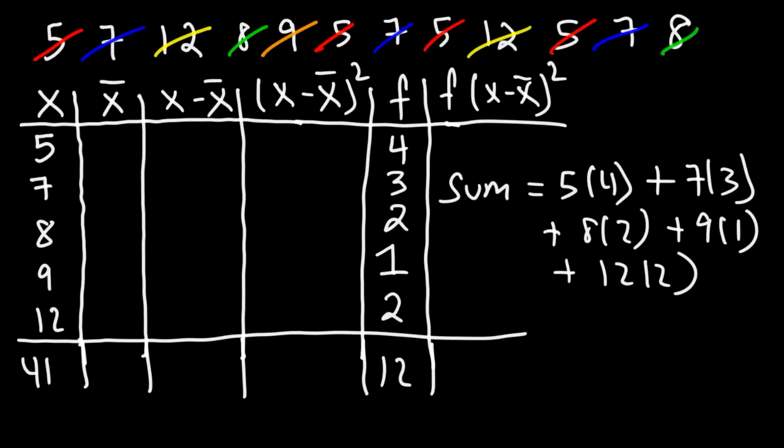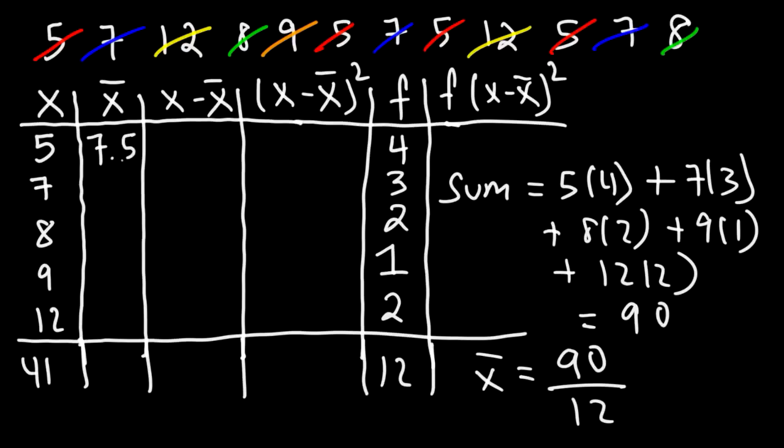So 5 times 4 is 20, plus 7 times 3, which is 21, plus 8 times 2, that's 16, plus 9, plus 12 times 2. So the sum of these values is 90. So the mean is going to be the sum divided by n, where n is 12. So it's 90 divided by 12, which will give us 7.5.